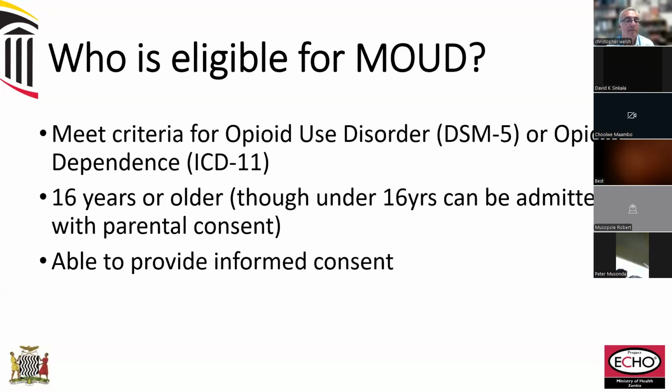Next slide. All right, so who's eligible for getting on MOUD in Zambia? You have to meet criteria for either an opioid use disorder, as the Diagnostic and Statistical Manual of Mental Disorders, number 5, calls it, or opioid dependence, as ICD-11 calls it. We'll talk a little bit more about that. You should be 16 years or older, though if there's somebody with significant opioid addiction who is under 16, it would make sense for them, and that can be arranged as long as there's parental consent. And then the person has to be able to provide informed consent.